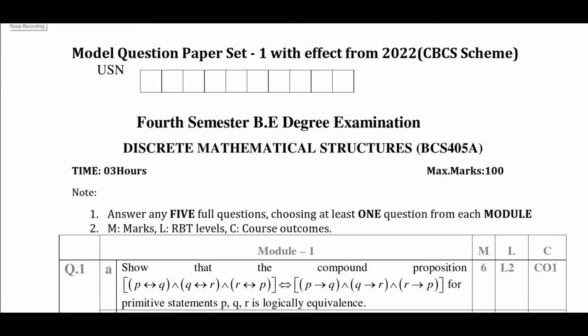In this session, I am going to discuss the scheme and solution for the model question paper SET-1, which is for the 2022 scheme with the subject title Discrete Mathematical Structures with the subject code BCS405A. So this has been given as an elective paper. So you'll be having different codes here. So I am discussing only BCS405A. So in that I am taking module 1.